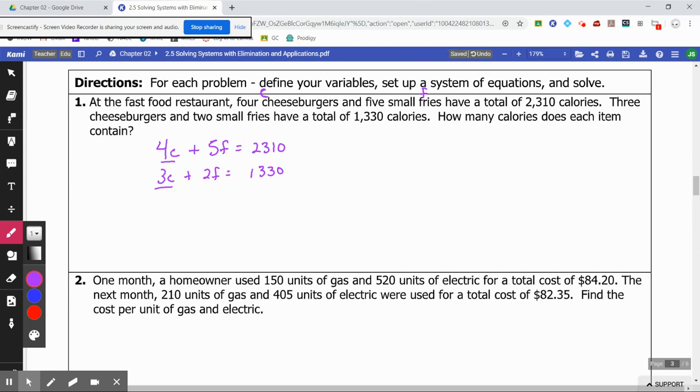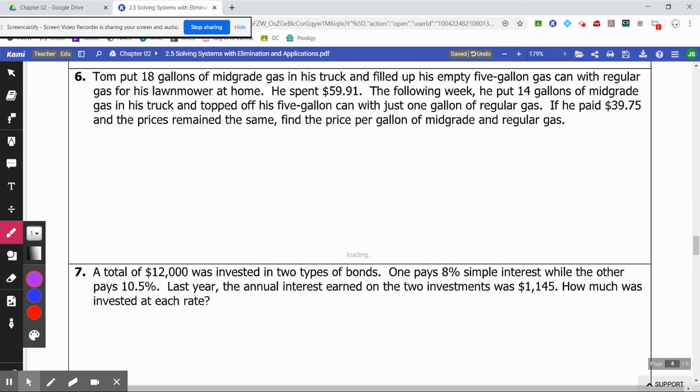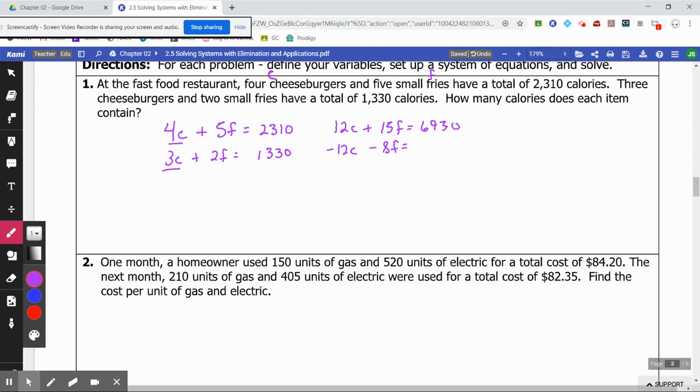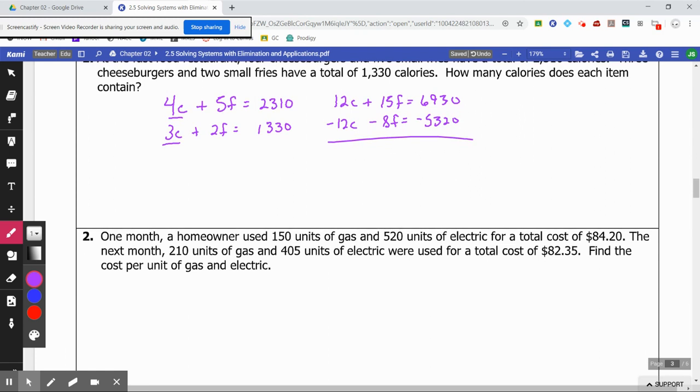We'll go ahead and cancel our C's. So I'm going to multiply my first equation by 3. So it'd be 12C plus 15F's is equal to 6,930. I'm going to multiply my second equation by -4, which would give me -12C's, -8F's is equal to -5,320. Now it's set up for my C's to cancel. Add these two together, I have no more C's.